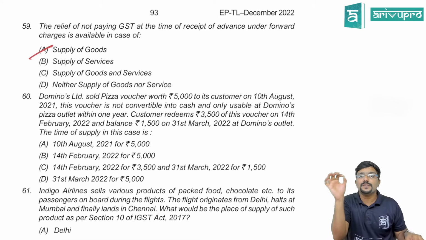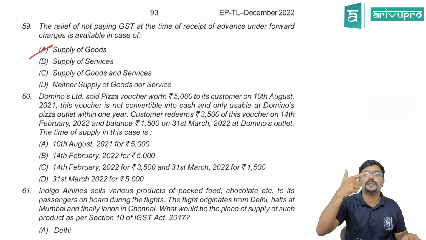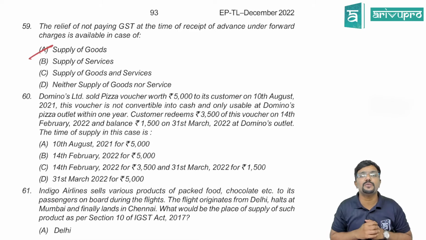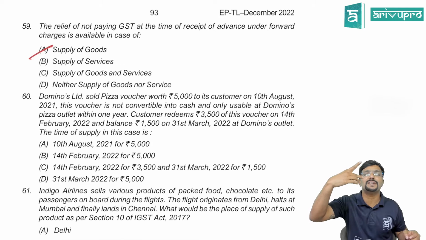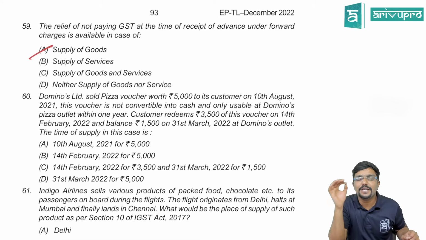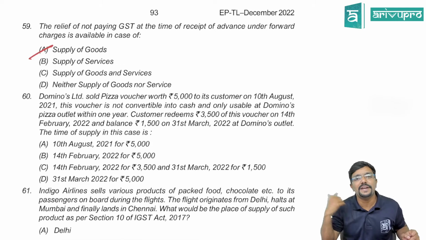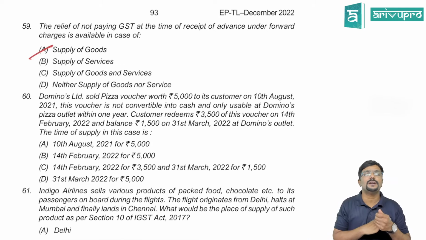Because see, for services, what is the time of supply? If the invoice is issued within the due date, then the date of issue of invoice or date of receipt of payment, whichever is earlier. Sir, what if the invoice is not issued within the due date? Then the date of provision of service or completion of service or date of receipt of payment, whichever is earlier. So for services, if you have received any advance, the date of receipt of payment will be earlier and you will end up paying tax on it. So only for goods, advance is not taxable, guys.